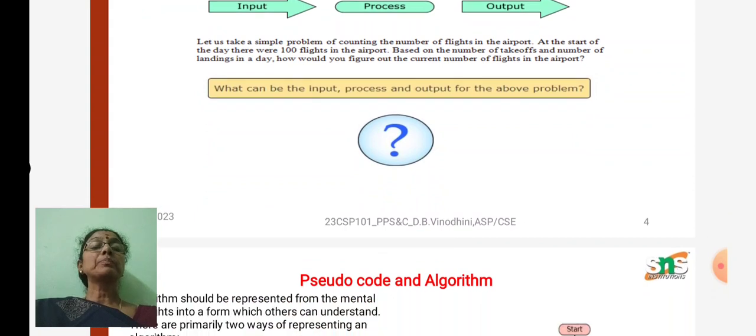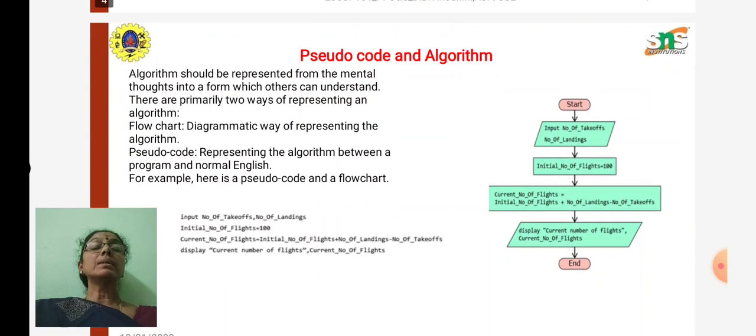Okay, no issue. Before writing any algorithm or program, there are several problem-solving techniques and tools. One is an algorithm, the other is pseudocode. Based on the algorithm and pseudocode, we can create a program.